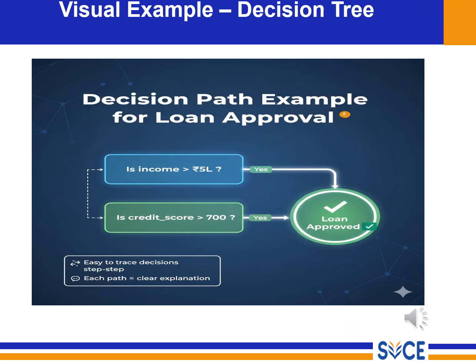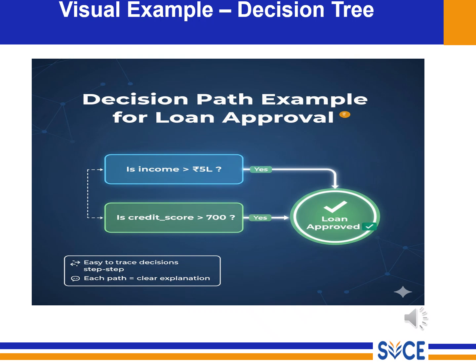So now see the decision tree. Each node in the decision tree is a decision, each branch is a condition, and each leaf is the final output. So from root to leaf, we can trace the full reasoning.